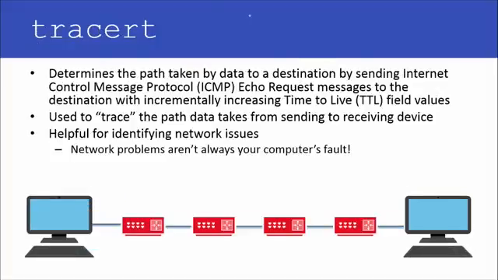Tracert is what it looks like, but we call it traceroute. It determines the path that data is going to take to a destination, typically across the internet or across a wide area network, by sending those same echo requests that we use with ping, but they have an incrementally increasing time to live field value. So there's a little extra data attached to those ICMP echo requests. We use it to trace the path data takes from a sending to a receiving device.